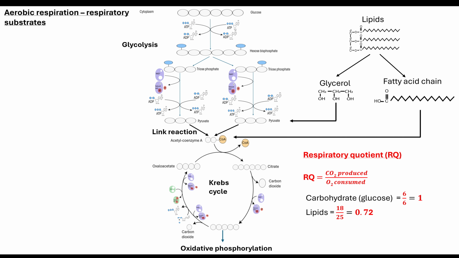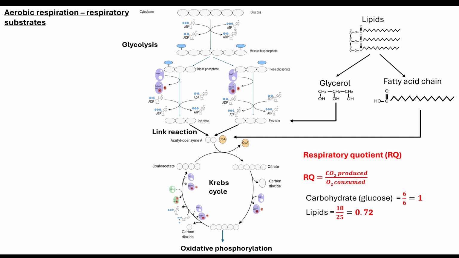So in this example that I've given you, there were 25 molecules of oxygen consumed, but only 18 molecules of carbon dioxide that were produced. That therefore gave me a respiratory quotient of 0.72. Now we know if the number for respiratory quotient is close to 0.7, that is signifying that lipids are the respiratory substrate of choice. So what happens if there is no glucose, no carbohydrates, no lipids?